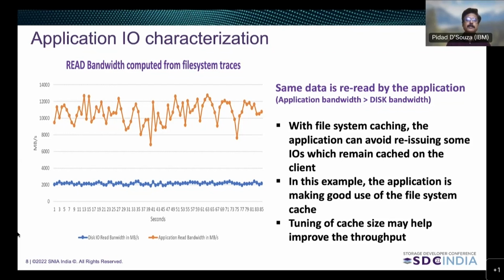So this clearly indicates that tuning of cache size will help improve the streaming throughput, but be aware that increasing such a cache size may impact the memory footprint on the system and have a negative impact on the other applications running on the system.